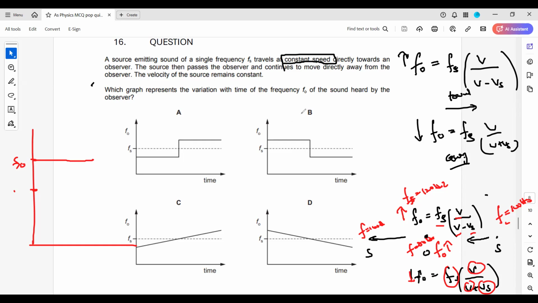So which one does it match with? It matches with option B. The frequency heard will be higher while approaching, then lower while receding, and when the source is just next to the observer, it will be the same as the frequency of the source. Is it clear?